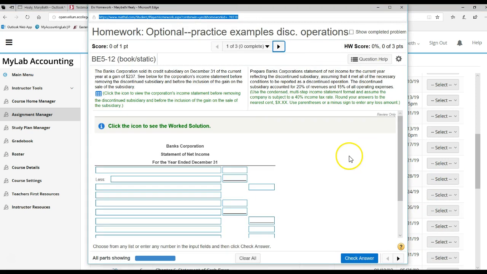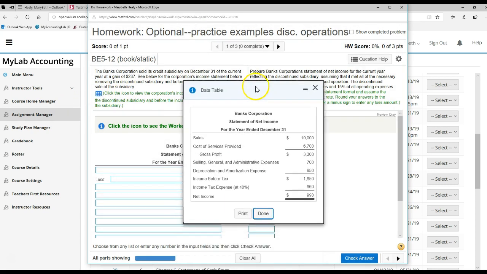Okay, so basically we have a corporation and it sold its credit subsidiary at a gain of $237. Okay, that's great. Now, first they have a list of all the accounts and what those accounts had in it. This is before they take out the discontinued operations. And what we're required to do is to take this financial statement and now correct it and show the sales and cost of goods and all of that separately for the continued versus the discontinued operations.